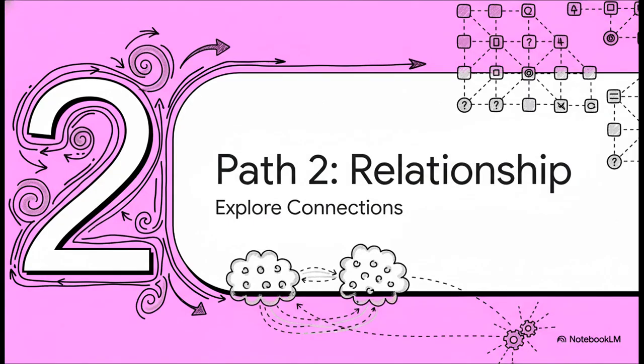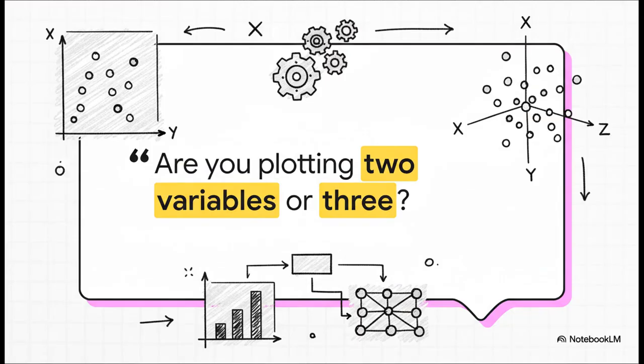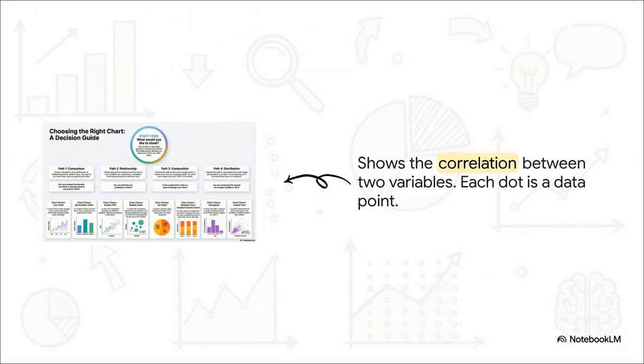All right, let's move on to our second path, showing a relationship. This is where we go a little deeper. This is for when you want to see if different variables are actually connected to each other. It helps you uncover those potential correlations that might be hiding in your data. And once again, it's a really simple question that gets you to the right tool. The key is just the number of variables you're trying to connect. Are you plotting two things against each other, or are you trying to squeeze in a third dimension? If you're just working with two variables, say you're looking at advertising spend versus sales, a scatter plot is absolutely perfect. The way the dots cluster together instantly tells you if there's a relationship there and what kind it is.